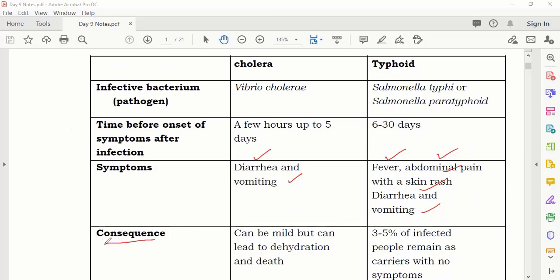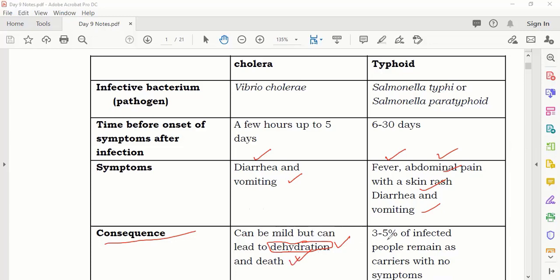Now consequences, what these diseases can cause. They can be mild but can lead to dehydration and death. Because if there is too much vomiting or diarrhea, it can cause dehydration. Dehydration means the water is removed from your body in the form of vomiting or diarrhea, so less water is left in your body. And if it is not treated on time, it can cause death also.